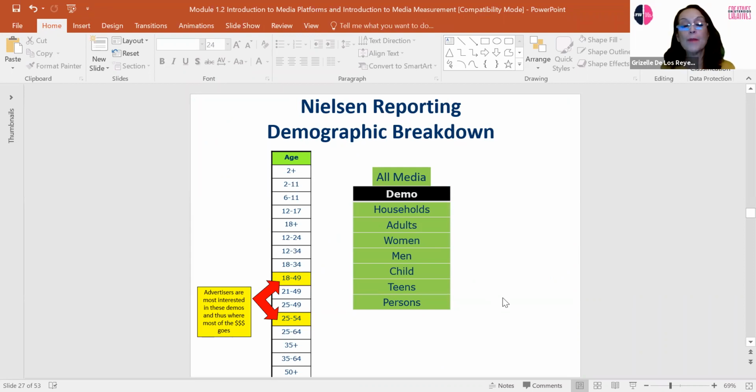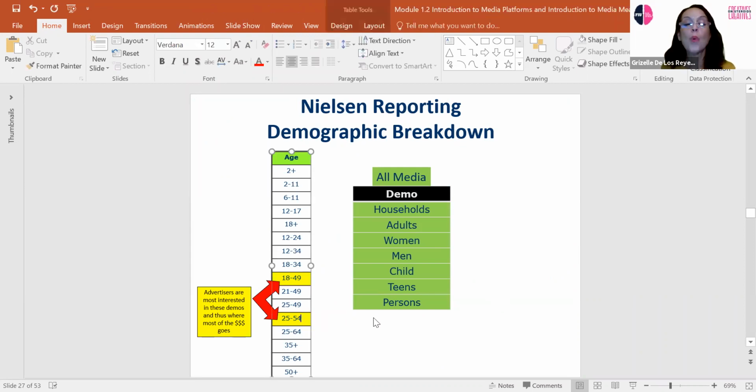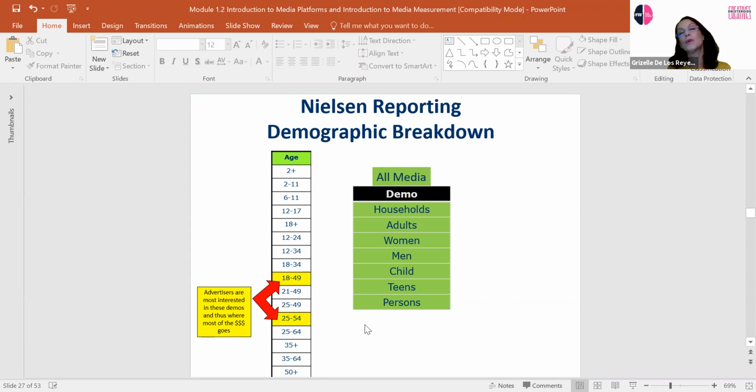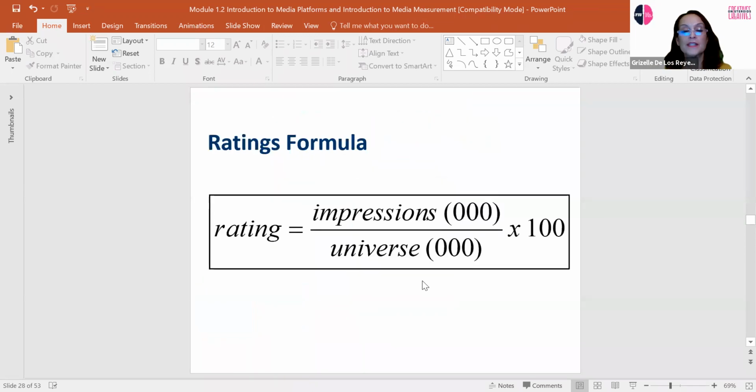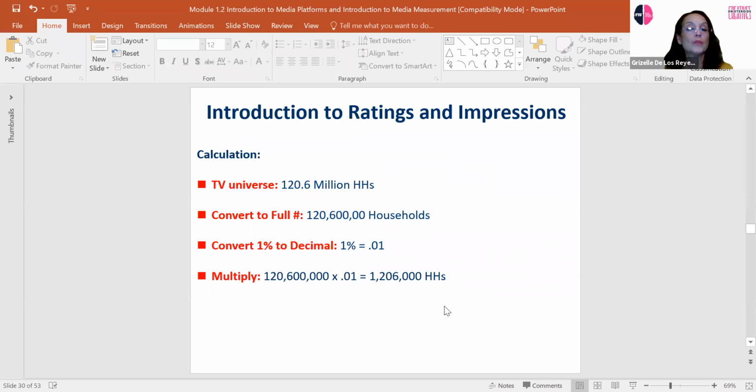These are examples of demo breakdowns. The two most watched are adults 18 to 49 and adults 25 to 54. Remember, we talk about demographics. This is still the way that we transact and negotiate. But remember that behavior and psychographics also play a very important part when you're looking at audiences. So it's not one-dimensional, it's a 360-degree view of that audience. We still transact on age and gender. This is the formula for rating: impressions divided by the universe, demographic population, times 100. And we start with the calculation.